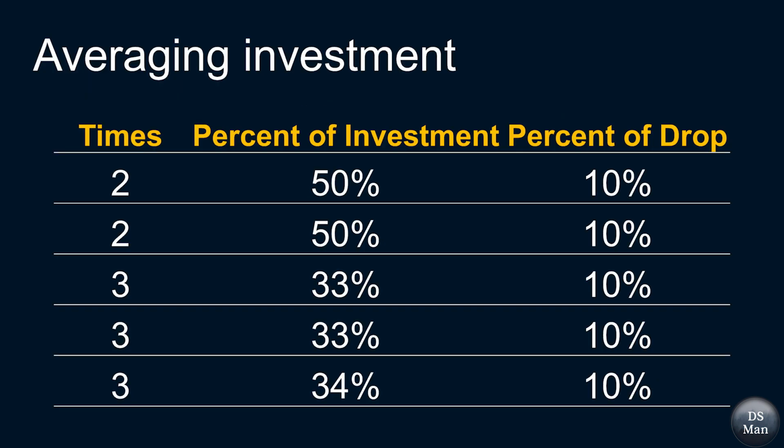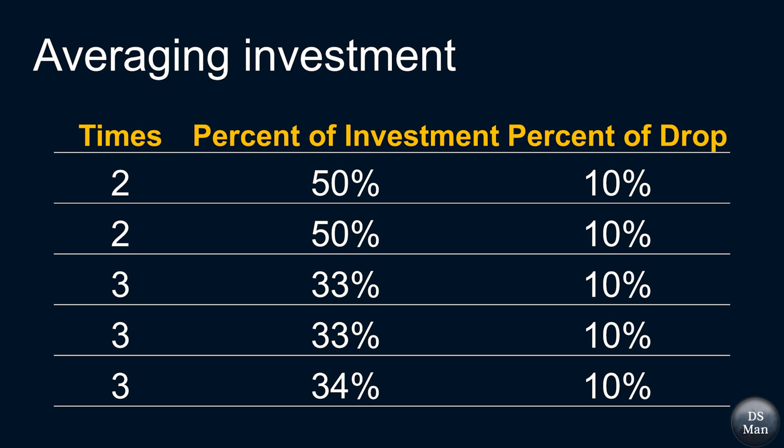All right, let's break down this table outlining the parameters for our phased investment strategies. Here's what each column means. Times: the number of planned investment tranches. Percent of investment: the portion of available funds allocated per tranche. Percent of drop: the price decline required to trigger the next tranche.